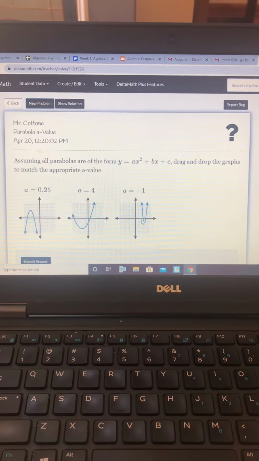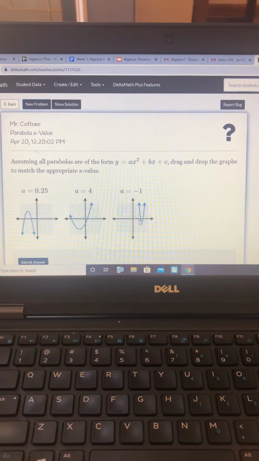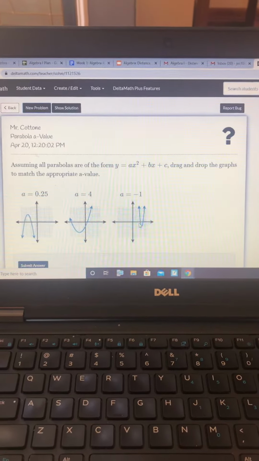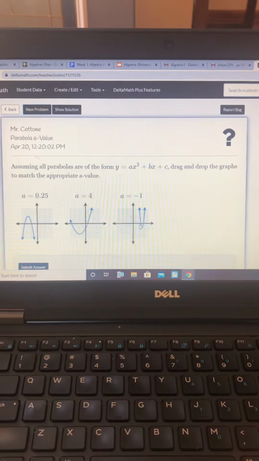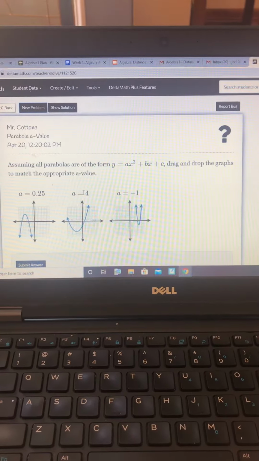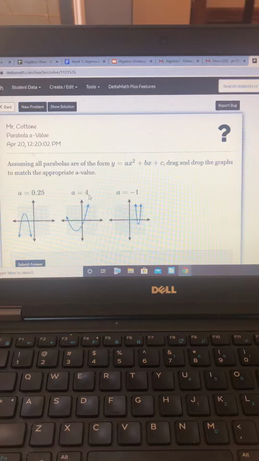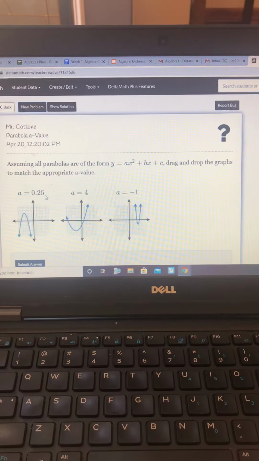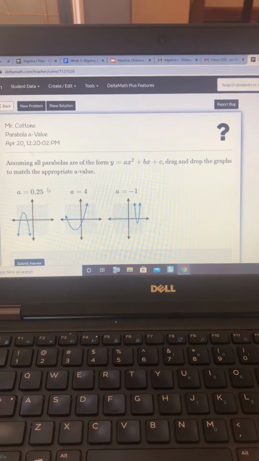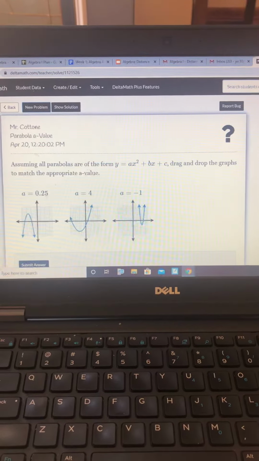Typically, you want to think about the a value as the absolute value of a. And if the absolute value of a is bigger than 1, it's skinny. And if the absolute value of a is less than 1, it's wider. So because we have two positive a values over here, the absolute value of 4 is 4, the absolute value of a quarter is a quarter, 4 is bigger than 1, this should be the skinny right side up U, and this should be the wider right side up U.